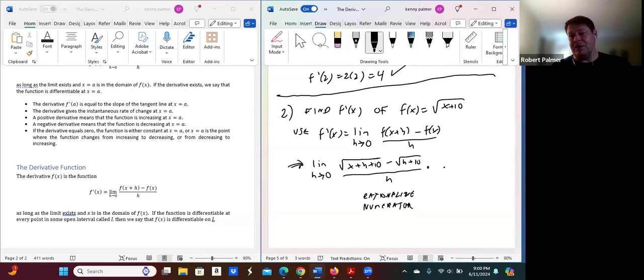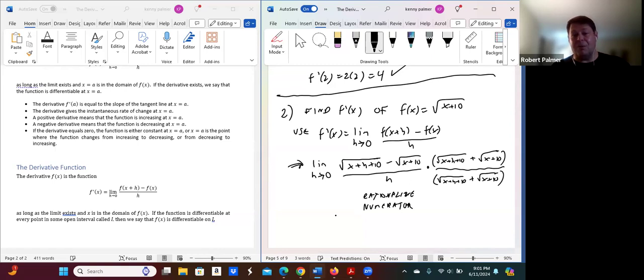Okay, what we'll do then is multiply the numerator and denominator of this function by this, just replacing the minus with a plus. So it's going to be the square root of x plus h plus 10 plus the square root of x plus 10. And the same thing down here: the square root of x plus h plus 10 plus the square root of x plus 10.